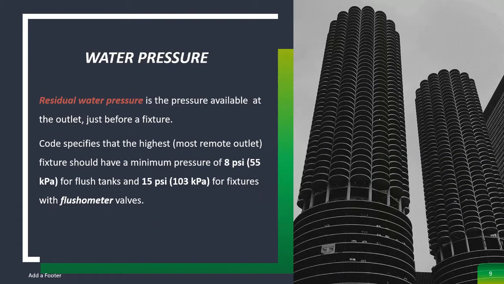Residual water pressure is the pressure available at the outlet just before a fixture. Code specifies that the highest or most remote outlet fixture should have a minimum pressure of 8 psi or 55 kilopascal for flush tanks and 15 psi or 103 kilopascal for fixtures with flushometer valves.